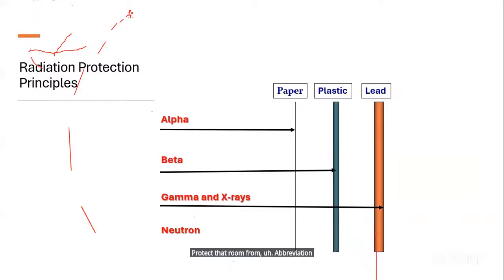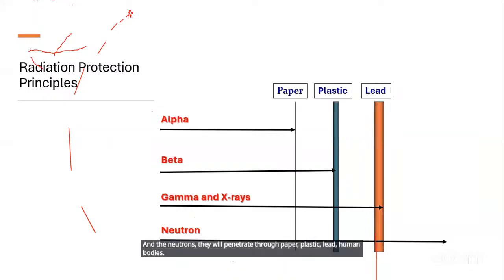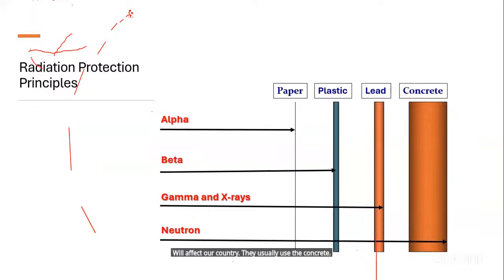Then the neutrons, they will penetrate through paper, plastic, lead, and human bodies, and they can be stopped by a large amount of water, if there's a big layer of water, because anything with high hydrogen will affect them, or concrete. They usually use concrete walls to stop the neutrons.